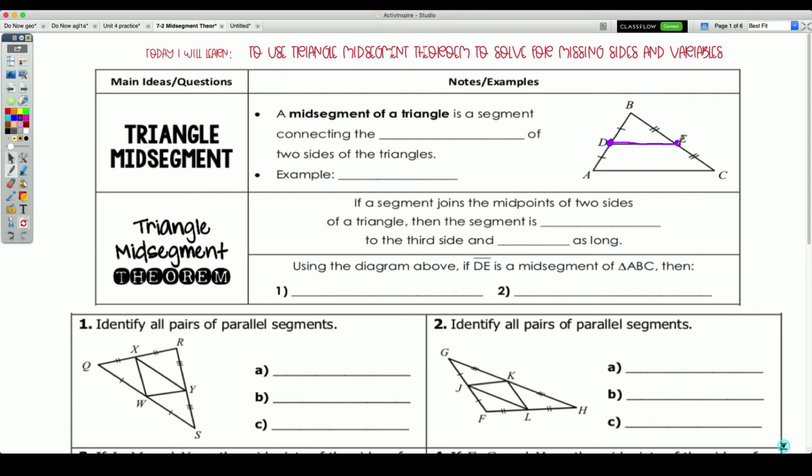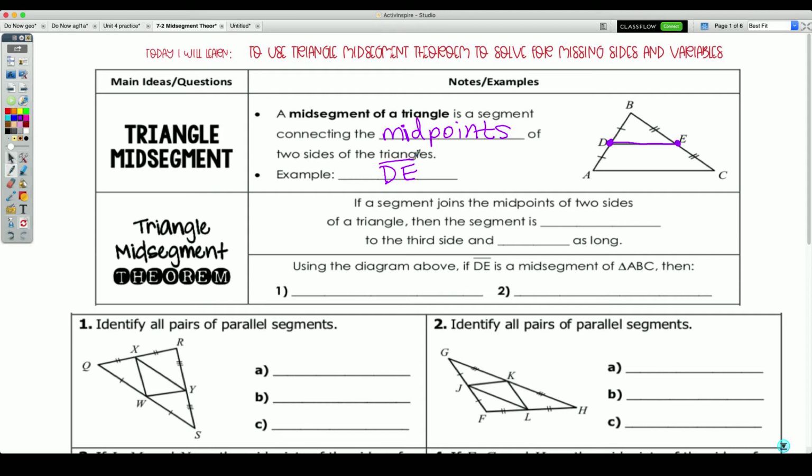So that is connecting the midpoints of two sides of a triangle. So we can have up to 3 midsegments because we have 3 sides. So it does make a littler triangle in the middle once all the midsegments are connected. So my midsegment in this example is from D to E, so I would write it as DE with a line segment over it.